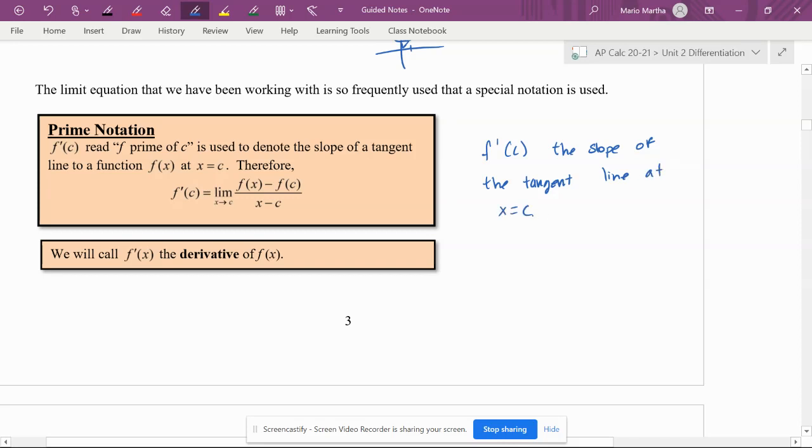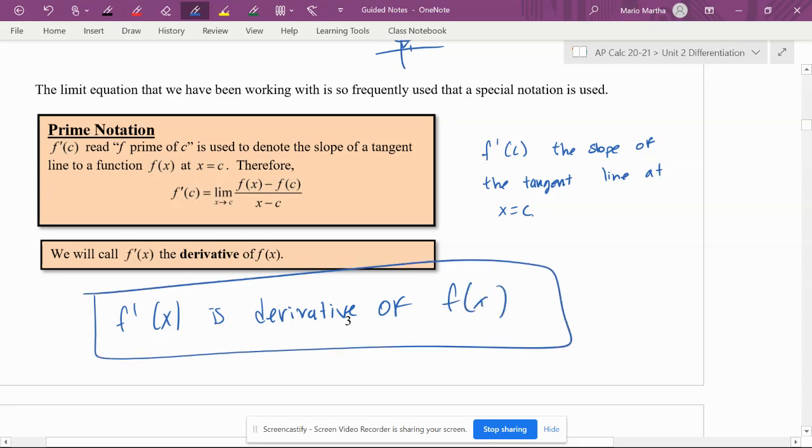And then we will call f prime of x the derivative of f of x. So f prime of x is what we call the derivative of f of x. Don't forget that. That's why I'm rewriting it right here, so you see how important this vocab is.